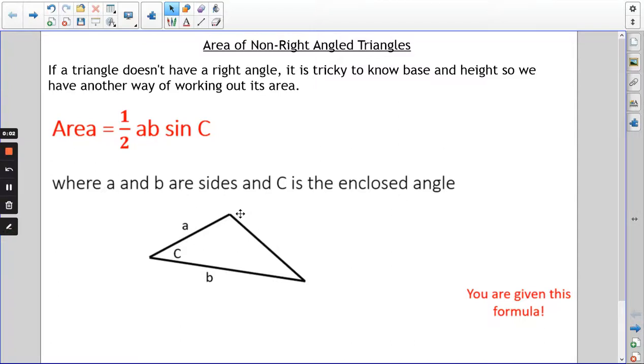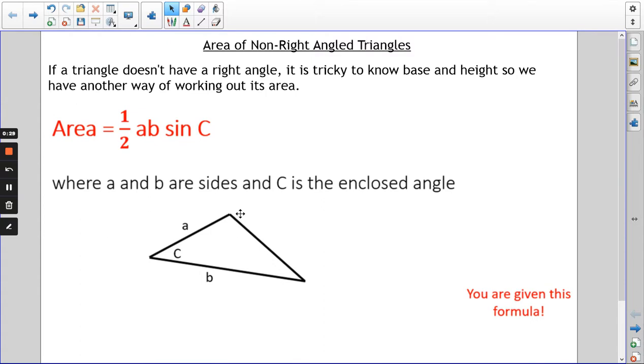Hello, this is a video on the last part of non-right angle triangles, which is to find the area of a non-right angle triangle. In primary school and year 7 you would have learned that to find the area of a triangle you do half base times height, or base times height divided by 2, which is fine if you've got the base and the height, and they are perpendicular to each other.